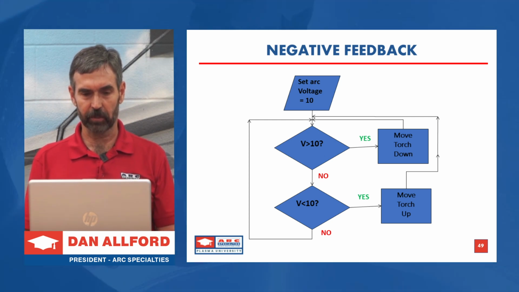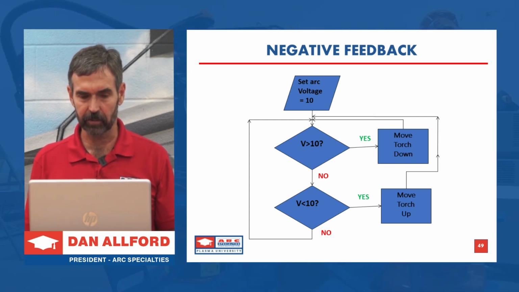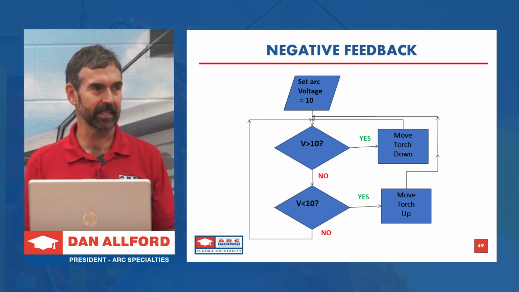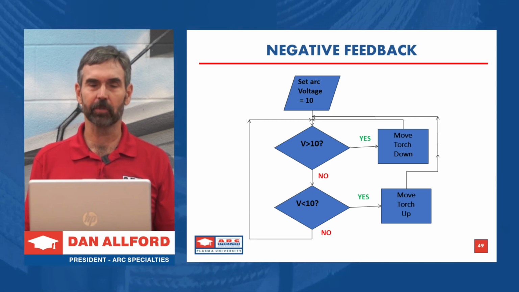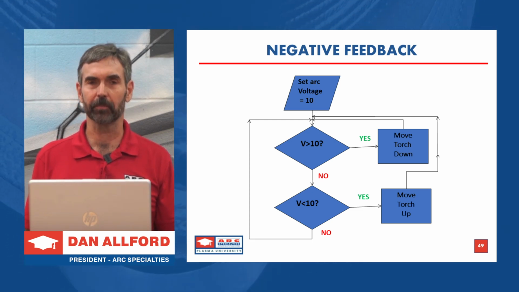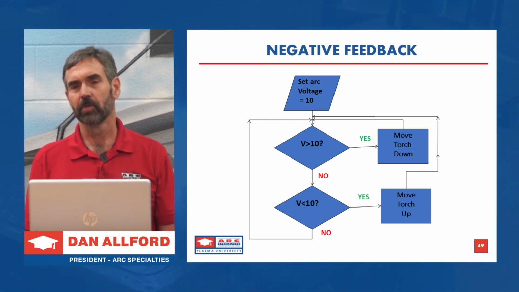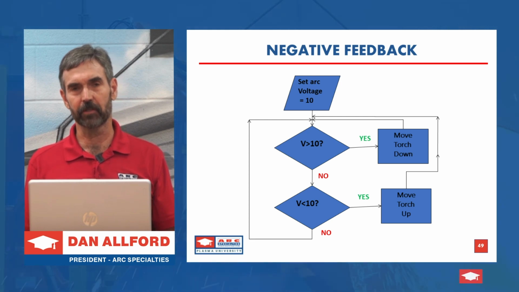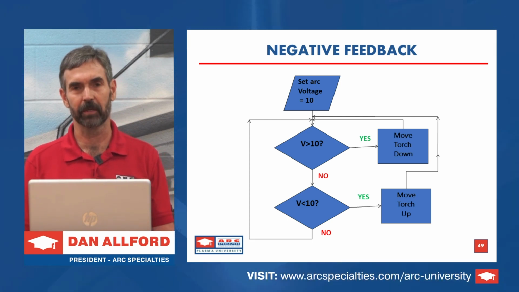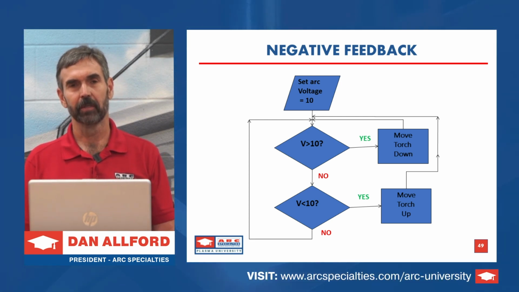And if the voltage is not greater than 10 volts, then the next thing you do is check, is it less than 10 volts? If the answer is yes, you move the torch up. That means the torch is too close to the workpiece and you have to move away. But you're controlling torch height based on arc voltage, negative feedback, and closed loop control. This is an essential feature in any TIG or plasma-based system that you're going to use in automation.